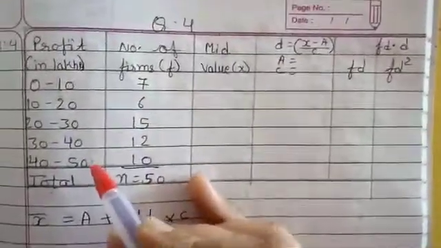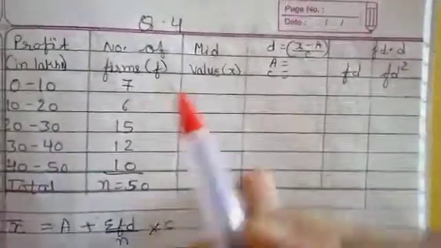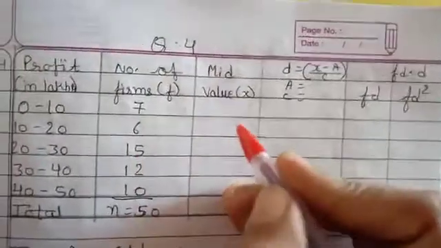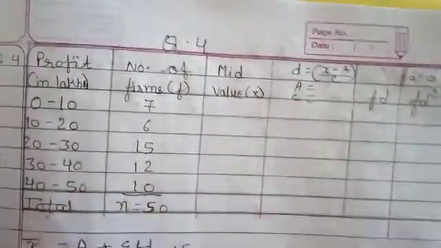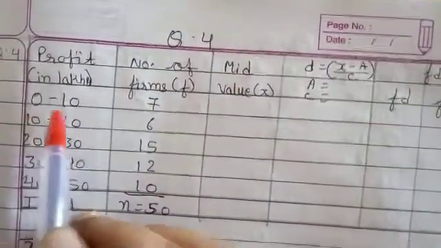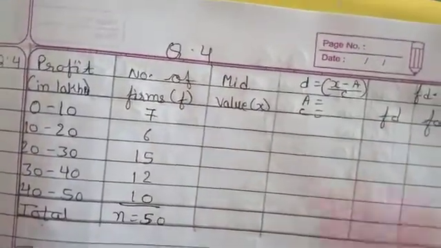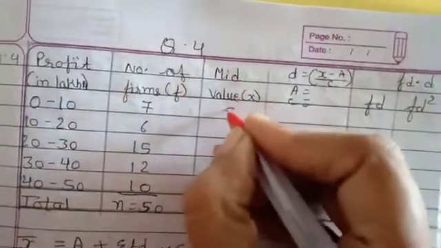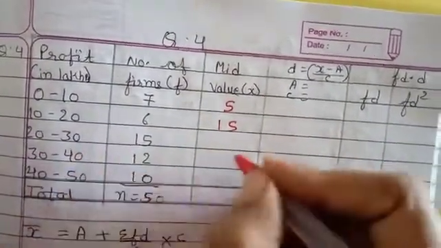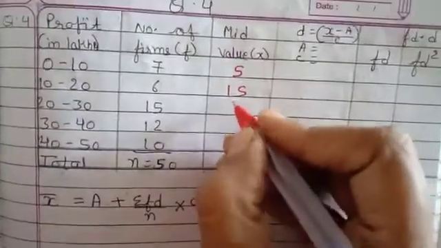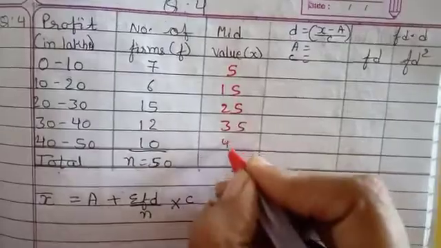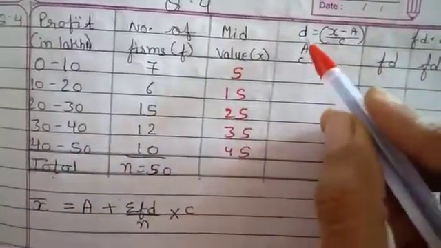Now as classes are given, here we have to make 6 columns. Class and frequency are given to us in the question. First of all we have to find the mid value. Mid value, I think all of you know how to find, that is lower limit plus upper limit divided by 2. So 0 plus 10 divided by 2 will give you 5. 10 plus 20 divided by 2, 15. 20 plus 30 divided by 2, it will give you 25, 35 and 45. Now I have to find D.